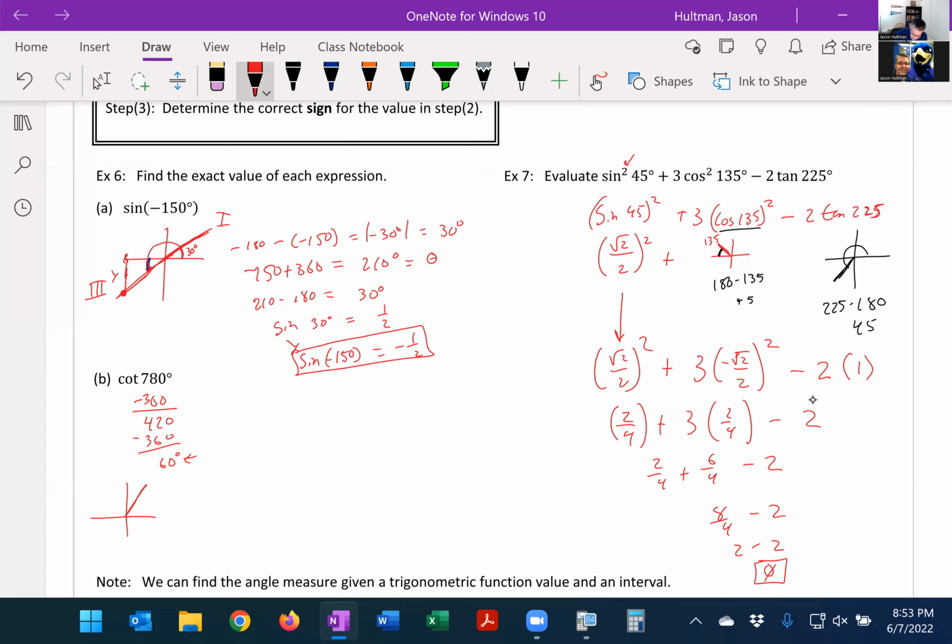60-degree angle here, and I want to find the cotangent of 60 degrees. Well, the cotangent of 60 degrees is equal to the cosine of 60 degrees over the sine of 60 degrees. So that's my quotient identity.